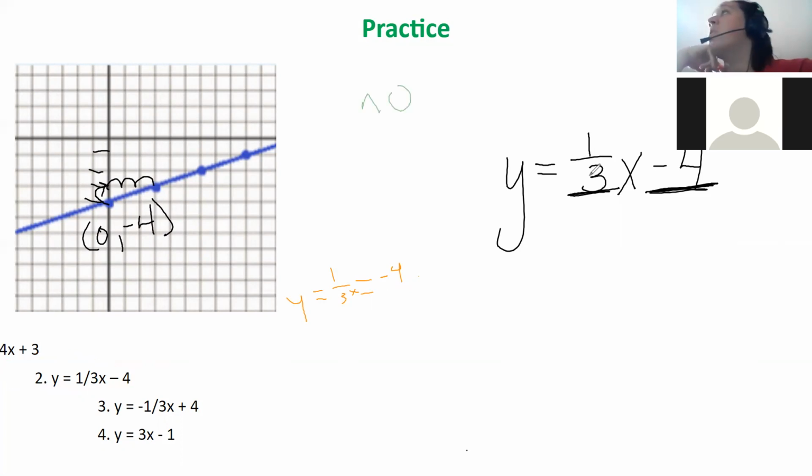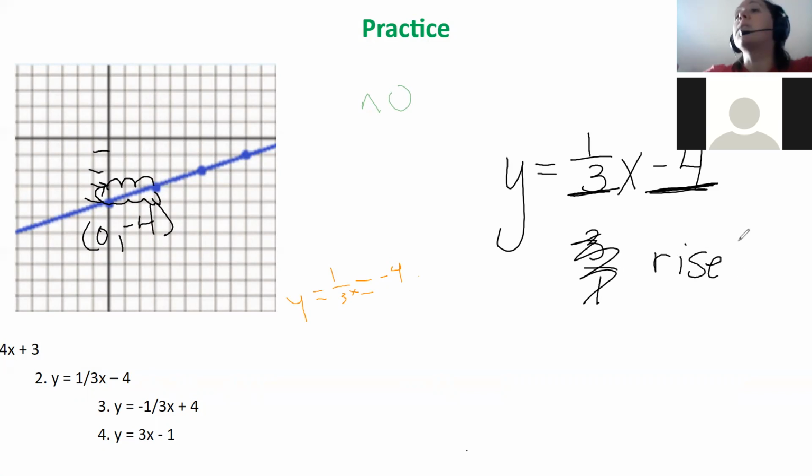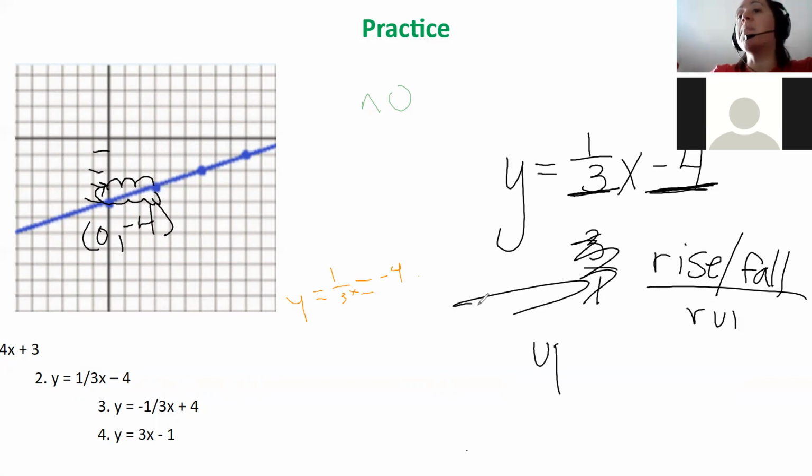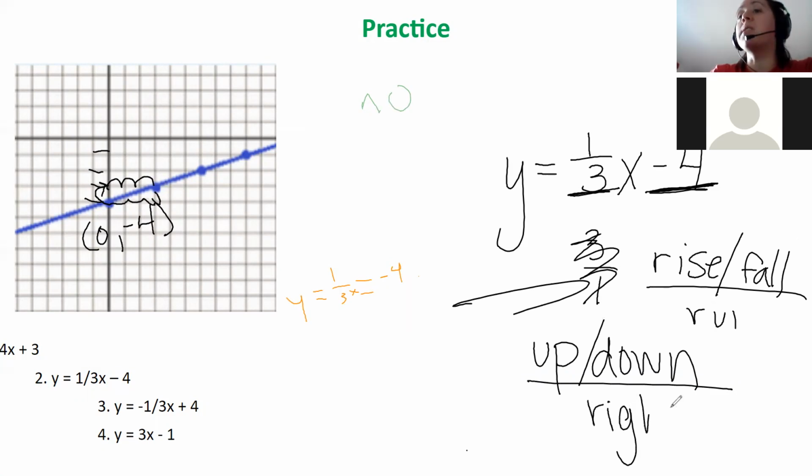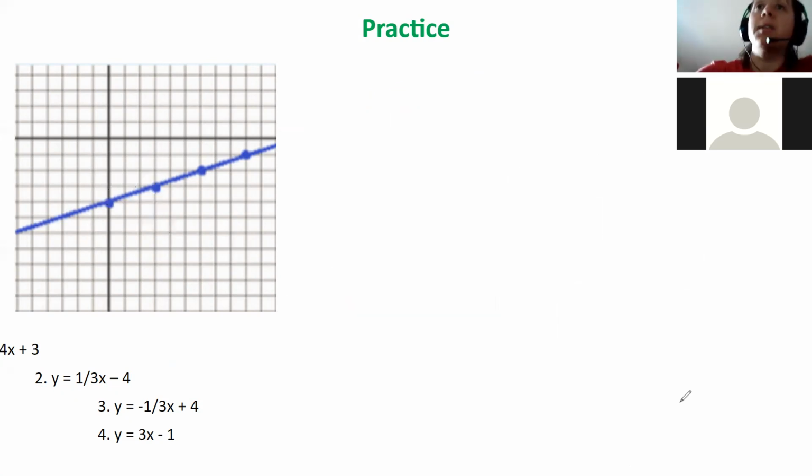Okay. Remember, when you're finding the slope, it's super easy to get confused and think about going to the right first and then up. And if you did that, you would get a slope of 3 over 1, and that would be incorrect. Remember, you have to go rise or fall over run. So it's either up or down over a movement to the right. Good stuff, guys. Great work.